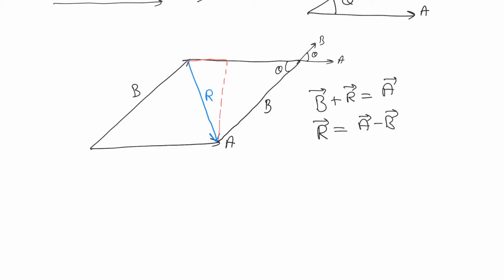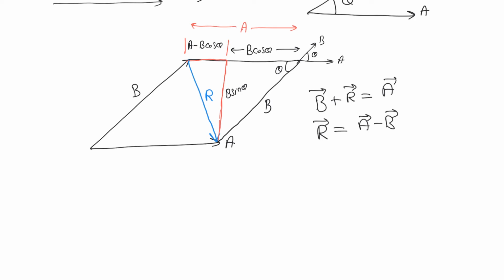We can resolve this b vector into its components. The component of b vector along this direction is going to be b cos theta, and the component of b along this direction is going to be b sin theta. Now we can consider only this triangle. You can observe that the total length of the side is equal to a, so the length of this side will be a minus b cos theta.